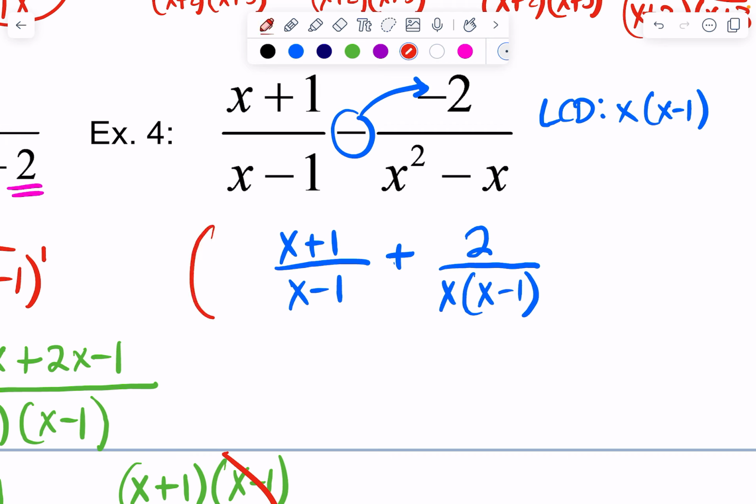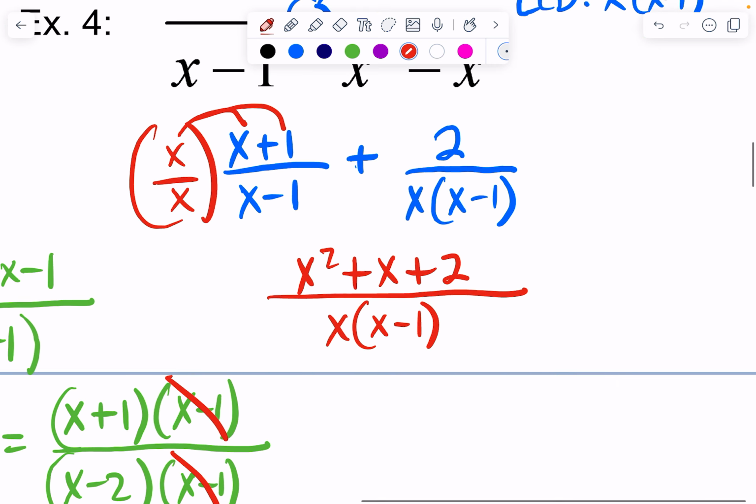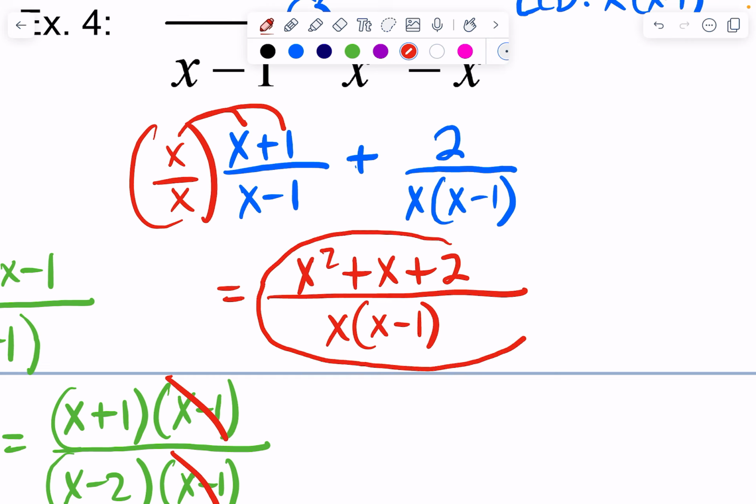What am I missing over here? An x. I'm not missing anything on this second rational expression, so I don't have to worry about that. So now I'm going to go ahead and distribute. So I've got x squared plus x plus 2, and it's all over the denominator of x times (x - 1), because we already created a common denominator. And we cannot factor that any further. We cannot simplify that, and we're done.